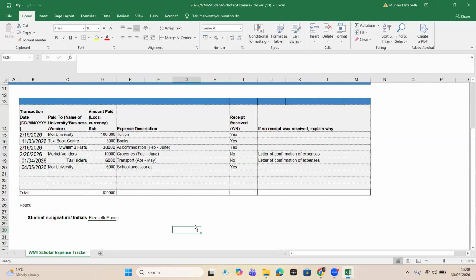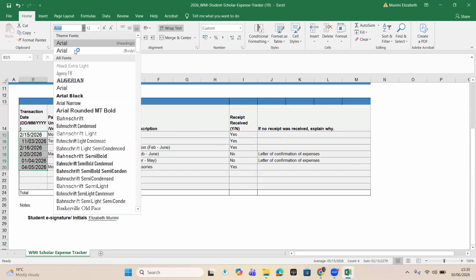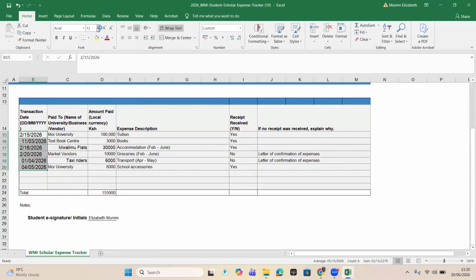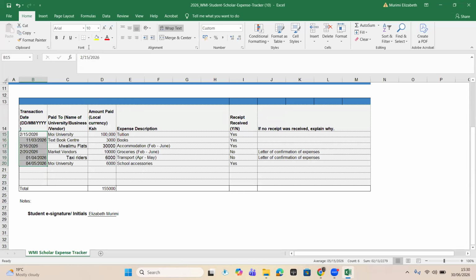What we are saying, make sure you have a receipt. If you don't have a receipt, give us a letter of confirmation of expenses. I know we had discussed this last time with many of you, those ones who didn't have receipts. We said that at least when it comes to this reporting period, make sure you have your receipts. If your school will not allow you to have a letter of confirmation of expenses, just make sure wherever you're doing your groceries and everything, you get receipts from them or get vendors who are able to offer receipts so that we don't have a back and forth.